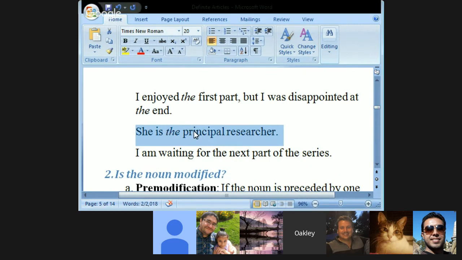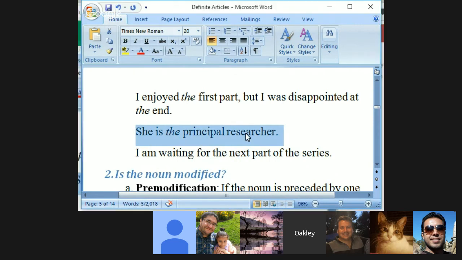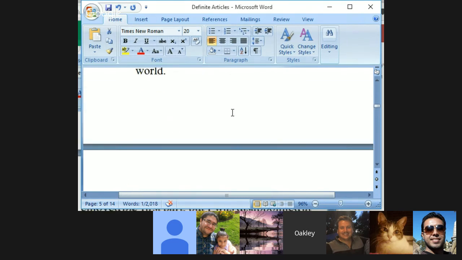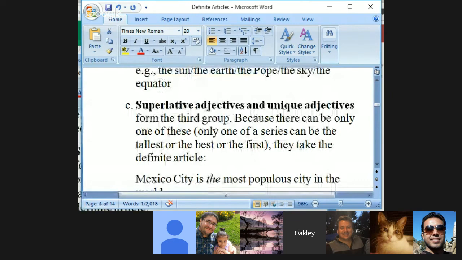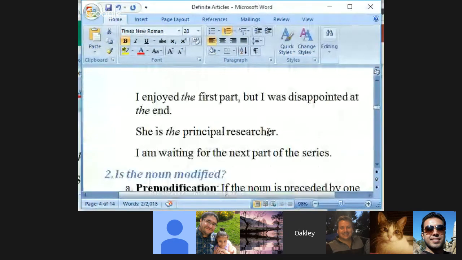She is the principal researcher. Notice principal. We're often going to be using adjectives that designate the oneness of something, or the end, the future, as Carlos said earlier. The noun itself is unique. So this last part, you're looking at an adjective that makes it unique.